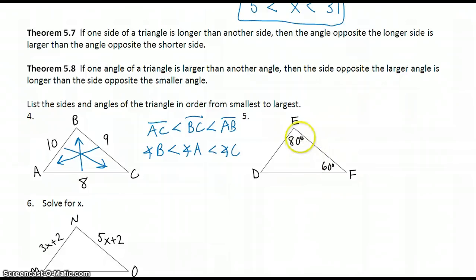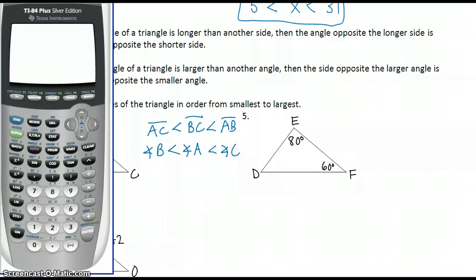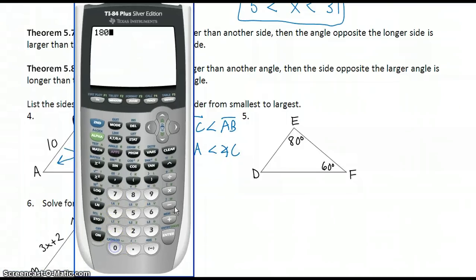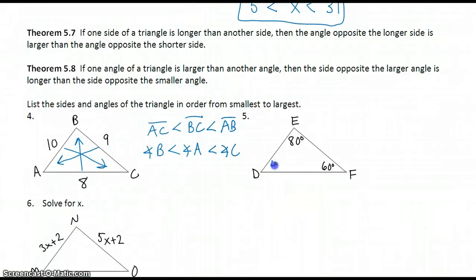In example number 5, I know two angles in a triangle. In order to figure out what the smallest angle is, I need to figure out the measure of this third angle. Well, all triangles have to be 180 degrees. So I can take 180 and subtract 80 and subtract 60 to figure out that third angle. And that third angle is 40. So D is actually my smallest angle, followed by angle F, followed by angle E.